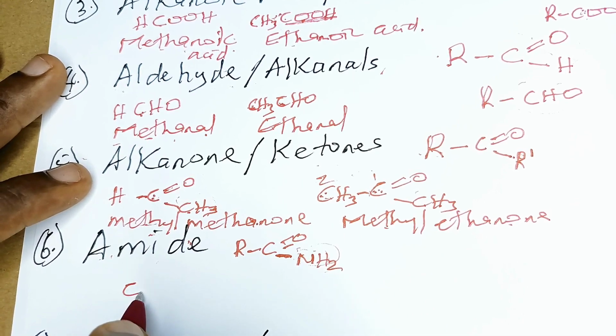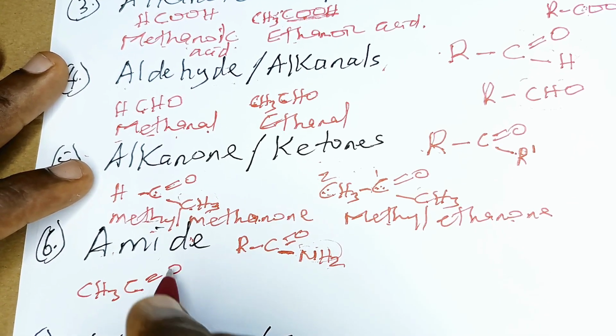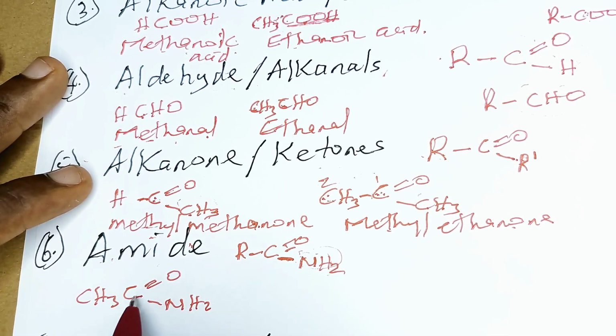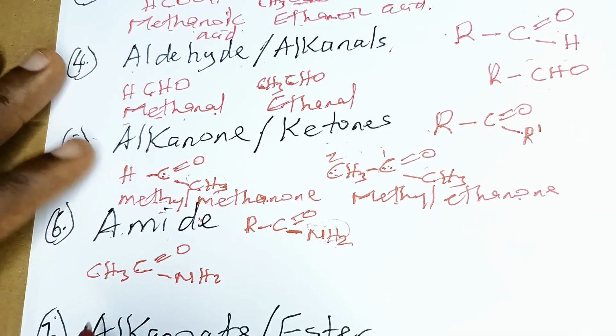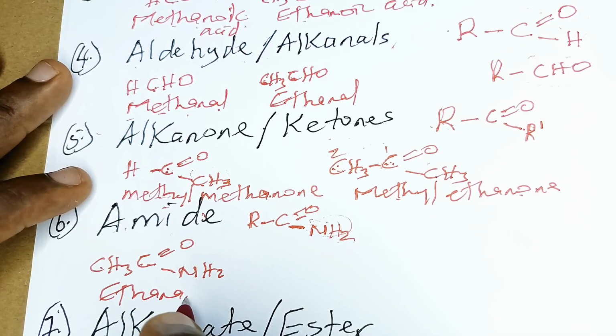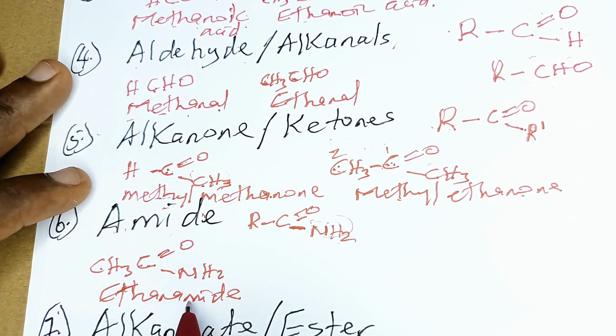If we have this, we have CH3 here, and you have this with the double bond O and NH2. There are two carbons here, 1, 2. 2 means et. So how do we call this one? We call it ethanamide, or we call it ethanamide by the pronunciation.